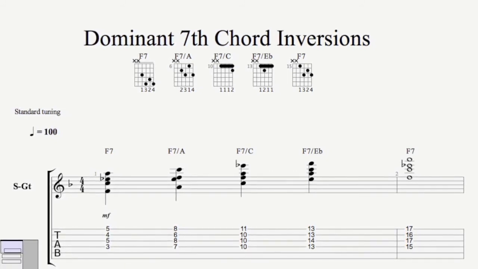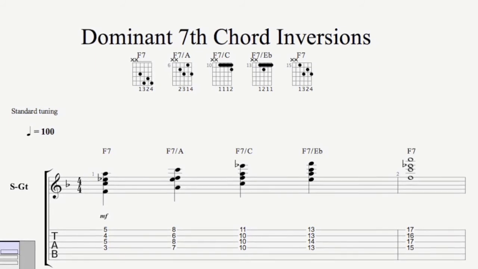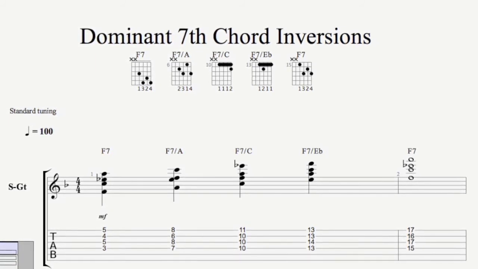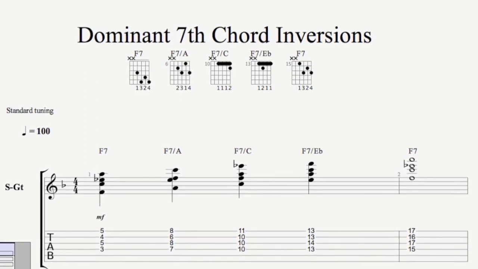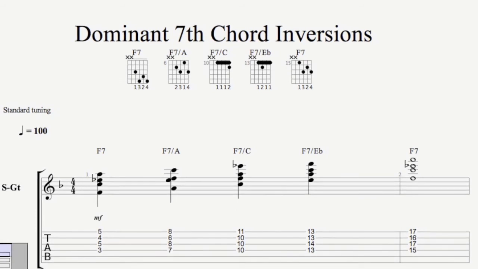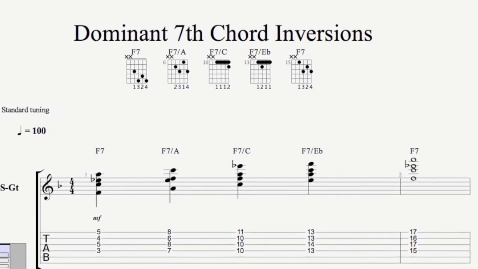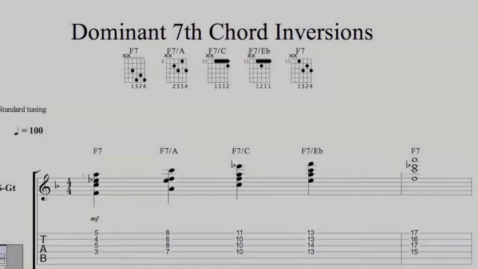Now, as you see, there's a bank of chords at the top, and also over the chords that are written on the treble clef line, you can see that the symbols are written above. So we have F7 and F7 over A, which is the first inversion, and so forth.